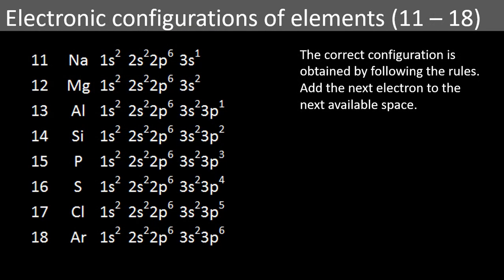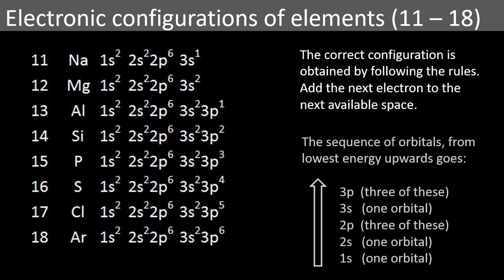We can carry on this process from sodium all the way through to argon. Simply following these rules gets us the correct electronic configuration for all of these elements. The key thing here is to know the energy sequence. It starts with n equals 1 and the 1s orbital, and then we have n equals 2. The electron-electron interactions mean that the 2s orbital is lower in energy than the 2p, so we fill those first. Next is n equals 3. Those electron-electron interactions remove some of the degeneracy, and the 3s is the lowest, and then the 3p, and then the 3d.